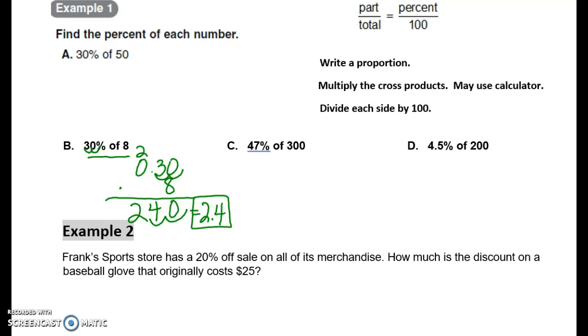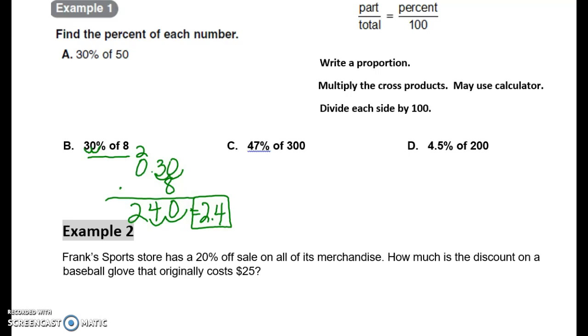Okay, so when you were done multiplying, did you remember to do your jumps to get to your decimal? Yes. And then on your answer, you did the 2 jumps to place it, and you should have equaled 2.4. Okay? So 30% of 8 is 2.4.